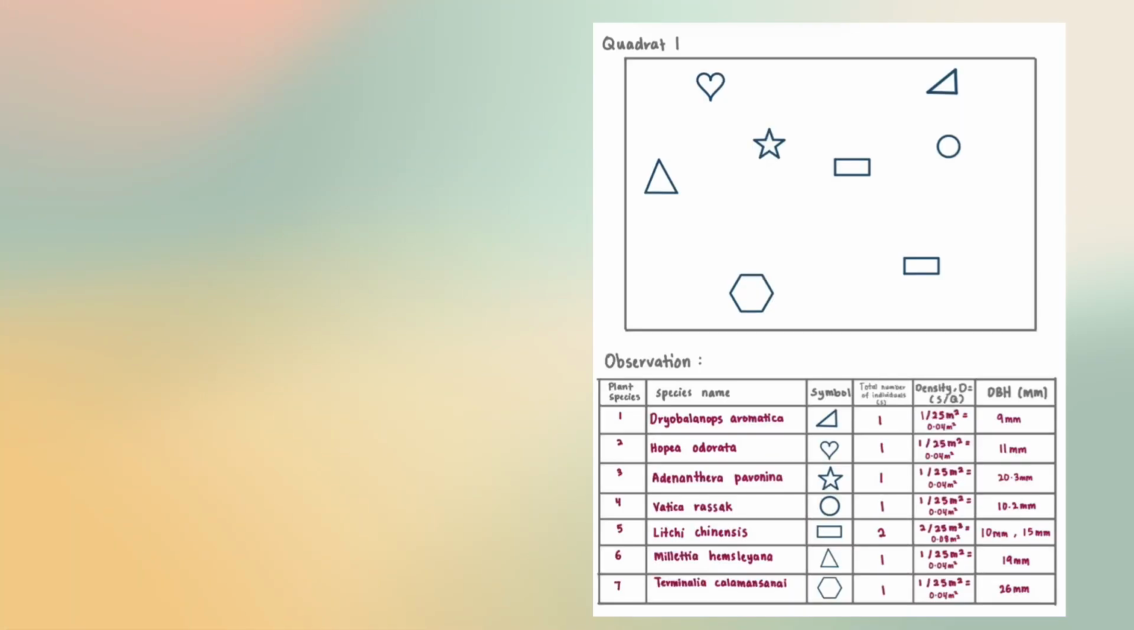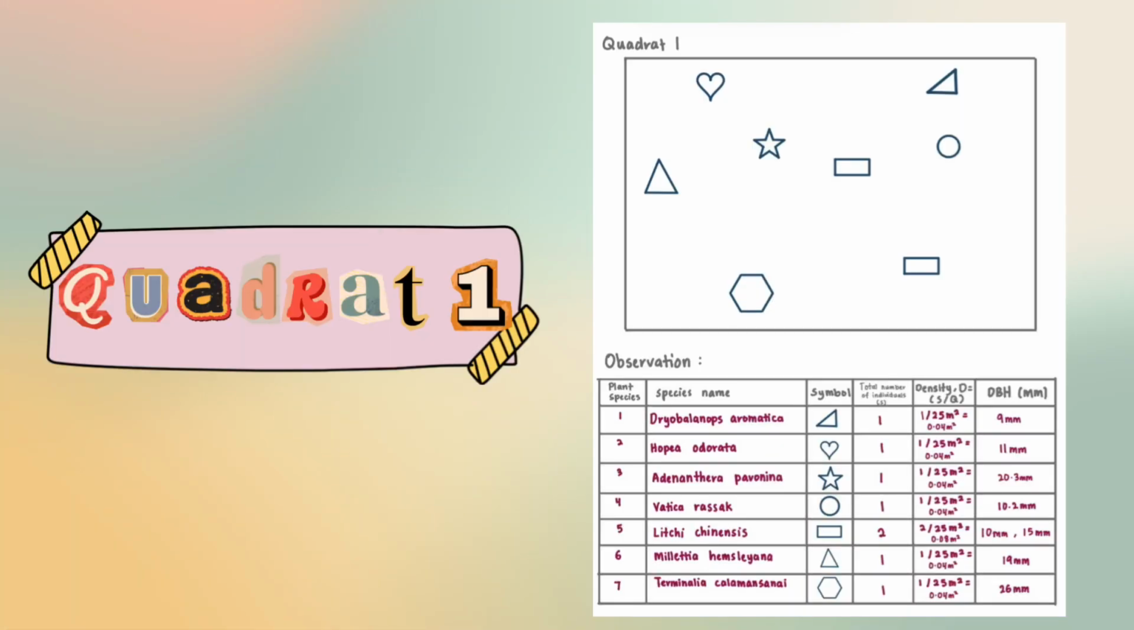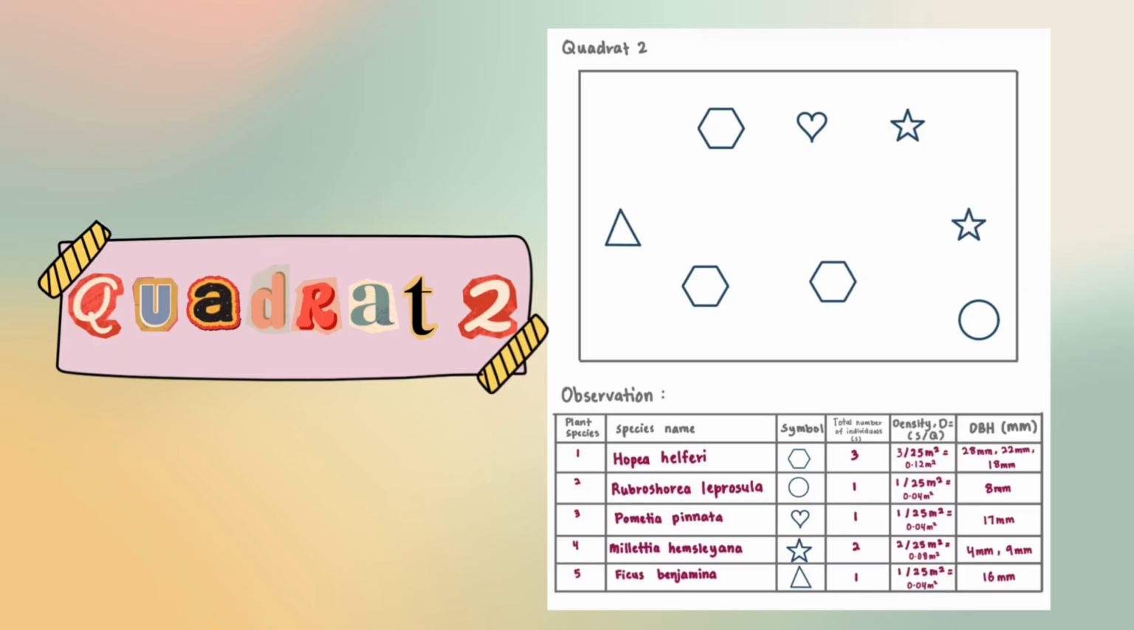In Quadrat 1, we identified 7 different plant species with a total of 8 individual trees. Lychee chinensis was the most abundant species with 2 individuals, while the other species were represented by 1 individual each. In Quadrat 2, 5 plant species were recorded with a total of 8 individual trees. Hopea helferi had the highest abundance with 3 individuals, followed by Milletia hemsleyana with 2 individuals.